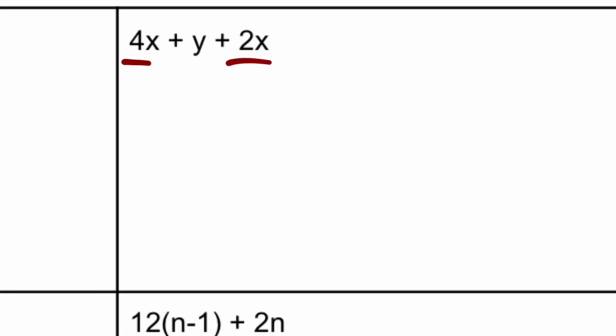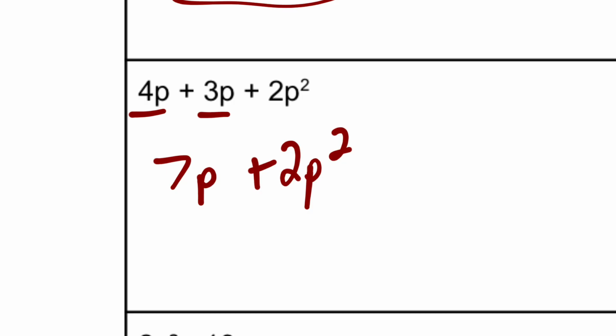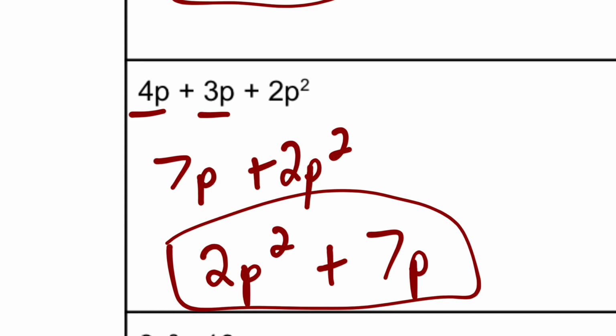Next up, the x terms can be combined. We don't change the variable, we only look at the coefficients. 4 plus 2 is 6x. Though every term has a p, these two can be combined for 7p plus 2p squared. When there's a different exponent, they cannot be combined. That convention of math is that we write the highest exponent first. So this would be the correct way to write this.